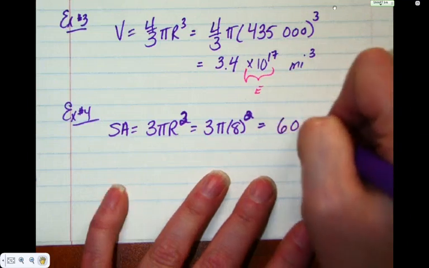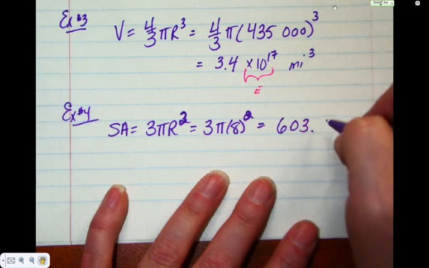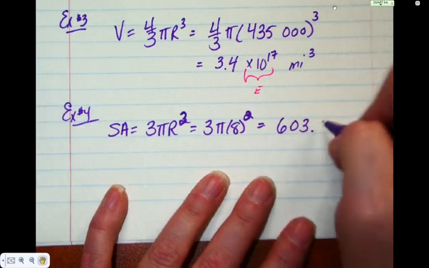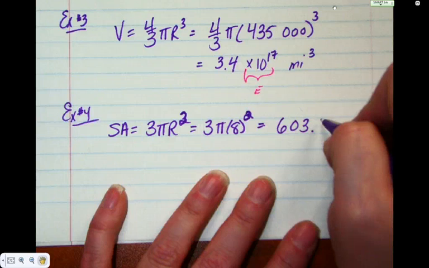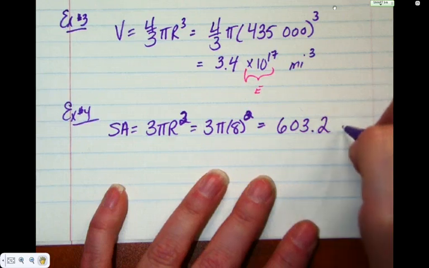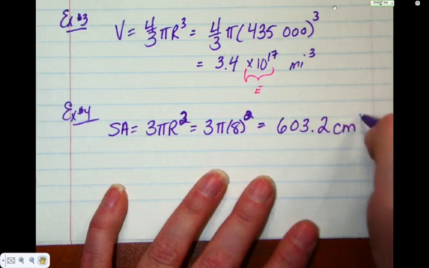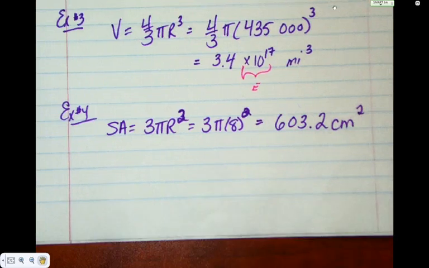Sorry, 603 point. How many decimal places? The question doesn't say otherwise. So 603 point. Units. Squared. Confirm 603.2.